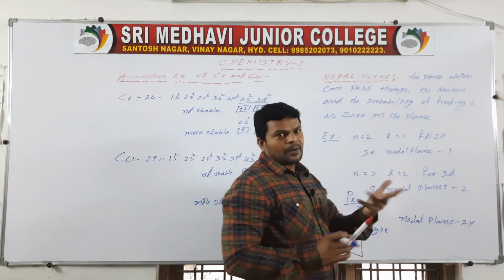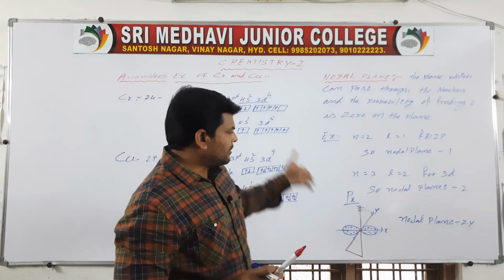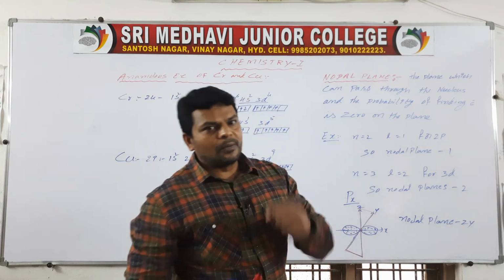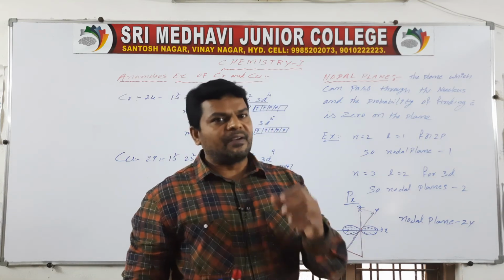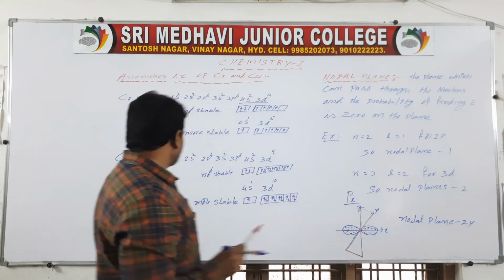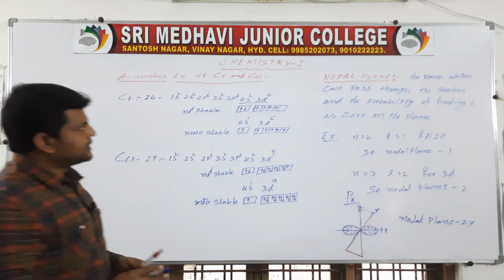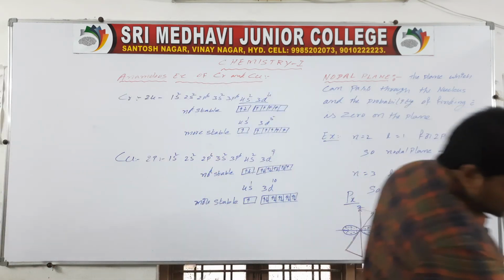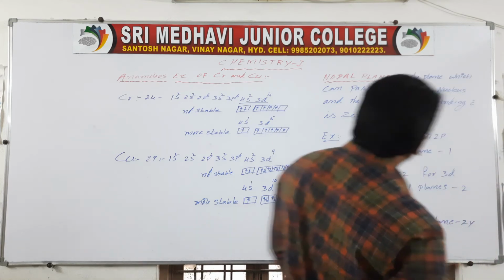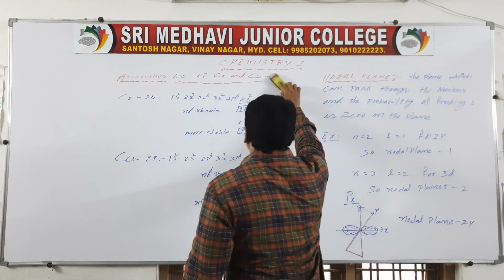So for s orbital, 0 nodal planes. For p orbital, 1 nodal plane. For d orbital, 2 nodal planes. For f orbital, 3 nodal planes, like this. Okay, this is the way. So nodal plane and remaining discussed.